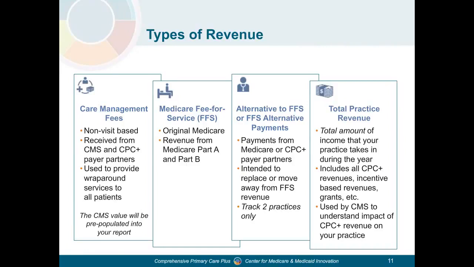Again, total practice revenue is the total amount of income your practice takes in during the year. This should include all CPC Plus revenues, non-visit-based payments, and alternative to fee-for-service, and other revenues, such as fee-for-service payments, grants or awards, and any performance-based bonus or incentive payments that your practice kept. CMS uses this information to understand the relative impact of CPC Plus on your practice's revenues. Only CMS and their subcontractors will use this information. They will not share the individual practice revenue information with others. Next slide.